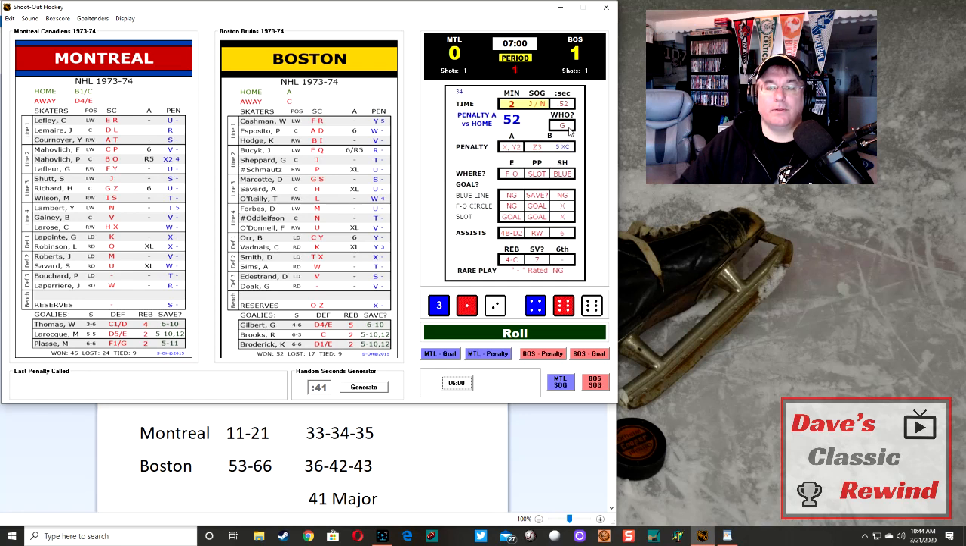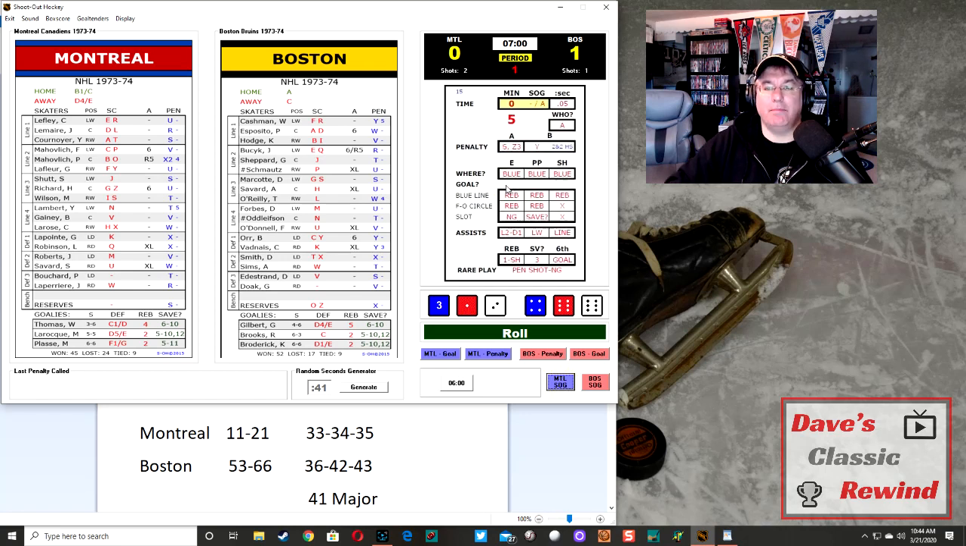And let me see. That is a G. And G is Henry Richard. Henry Richard with a chance now. So he's going to flip the card. Richard from the slot. Oh, this is going to be a tough save for Gilbert from the slot. And no goal. Gilbert makes the save again in close on Henry Richard. So it's another shot from Montreal, and the game continues.